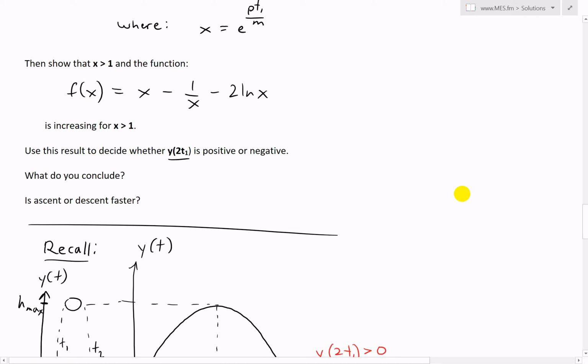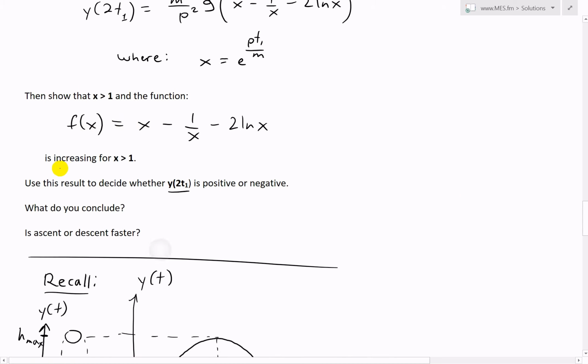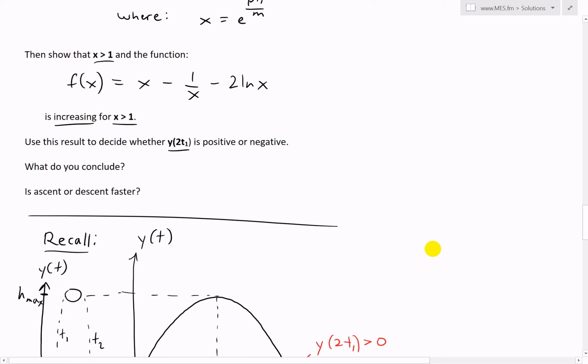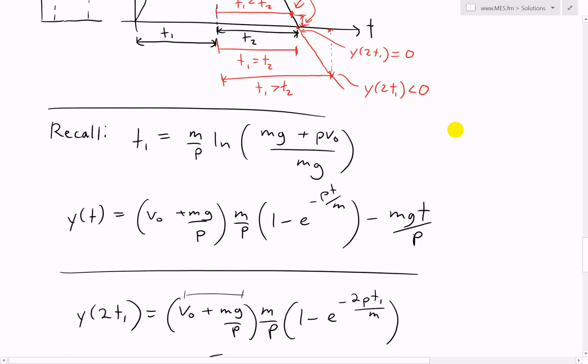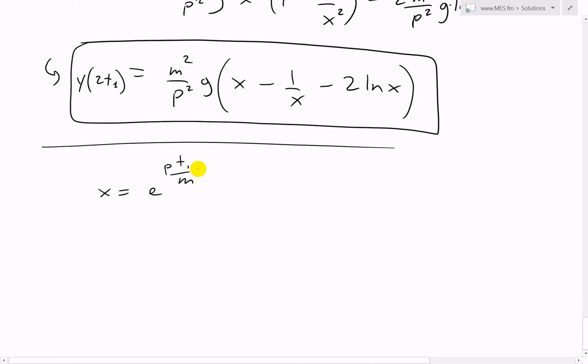And now what we're asked is to show that x is greater than 1, where x is this, and the function f of x equals x minus 1 over x minus 2 ln x is increasing for x greater than 1. So let's look at x greater than 1 first, and show that. Again, that's what our x is. So I'll just write part 2. Okay, so we have to find that x is greater than 1, so x is equal to e to the pt1 over m.